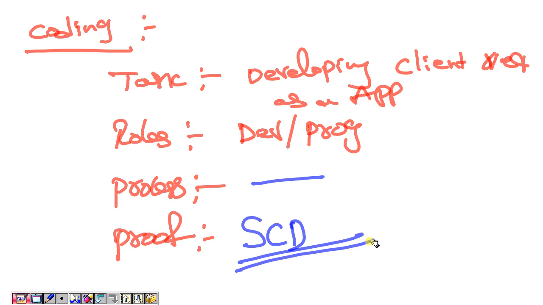Once again, what is the coding phase? The task is developing the code related to the client requirements. And the roles: who will develop? The developer or programmer. What is the process? The developer, using the technical design document, develops the actual source code of the application. What is the meaning of actual source code? It means the server-side coding they develop here. This is the process of the coding phase. Finally, the proof is the source code document. Whatever coding they develop, all the related information they mention in one document, which we call the source code document.